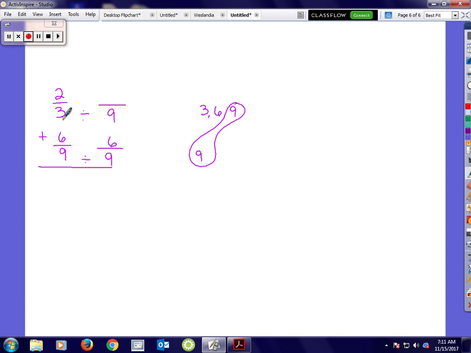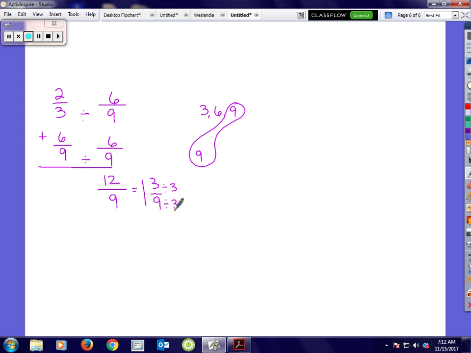This one, 9 divided by 3 is 3. 3 times 2 is 6. Wow, once again, 6/9. So I have 6 plus 6 is 12. My denominator stays the same. I can see that my numerator is larger than my denominator. So 9 goes into 12 one time. I have 3 left over. But I know that there's a greatest common factor of 3 and 9, and that would be 3. So I have to divide both of these by 3.